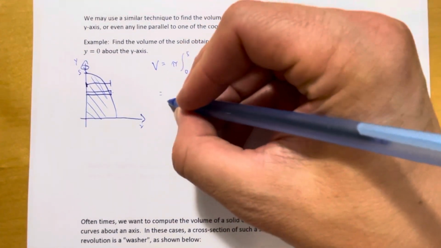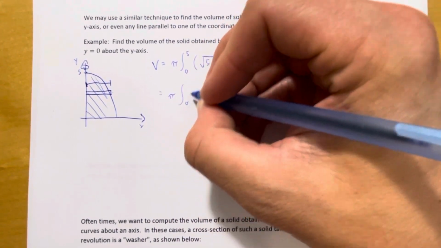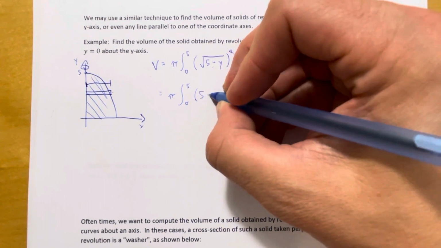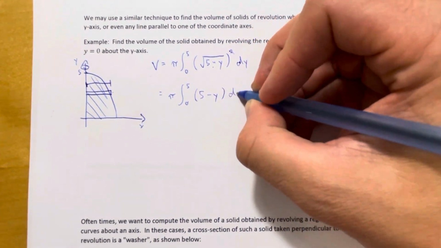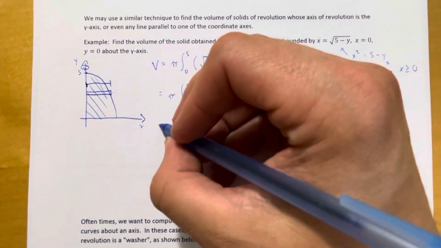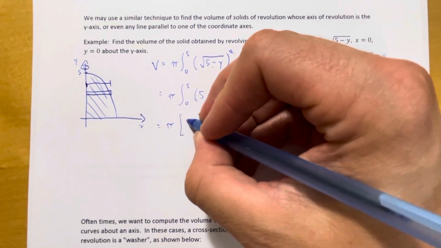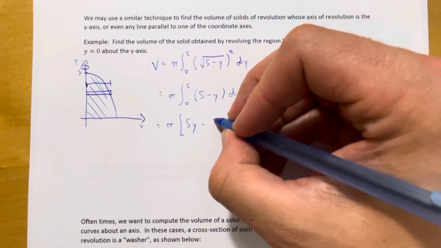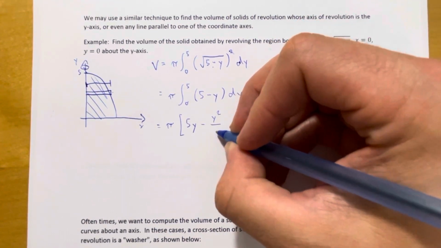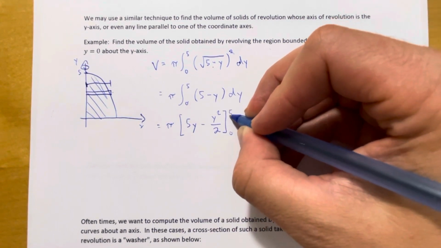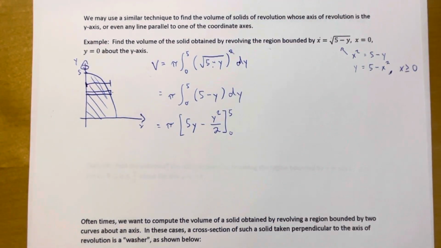Squaring this conveniently just eliminates that radical. So now I have 5 minus y dy. And this is pretty easy to work out. So I'm going to get 5y here minus y squared over 2 from 0 to 5. That's what my antiderivative would look like.